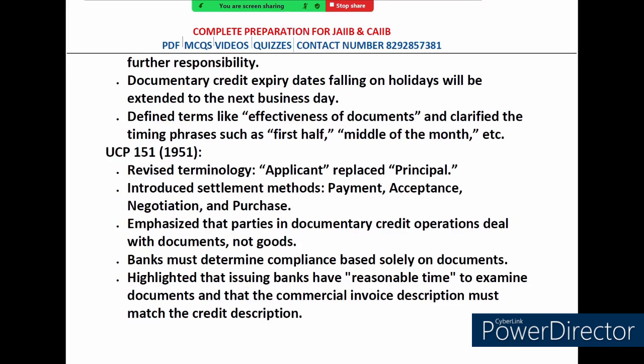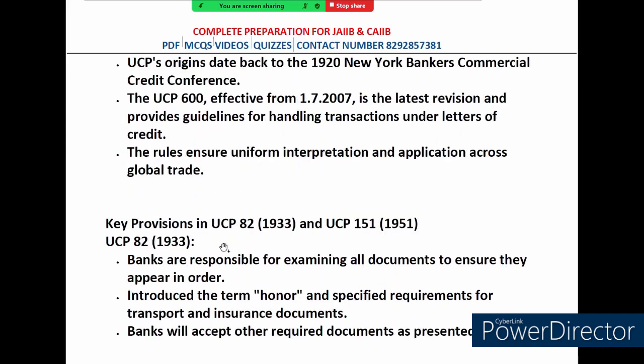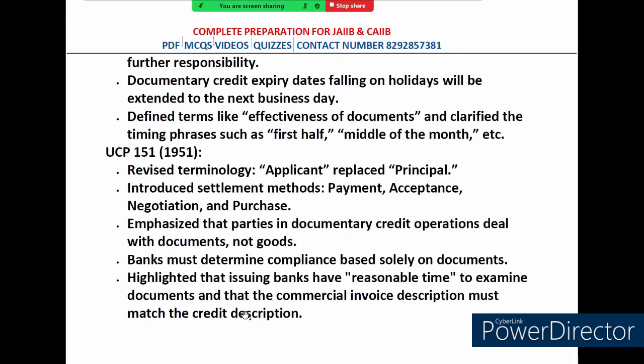So hopefully you have understood the basic things regarding UCP 82: what banks are responsible for, what is the meaning of the word honor, and honor for which type of documents, transport and insurance documents. Okay, now let's come to the next slide, where we discuss some more specific rules from the early UCP versions and see how these guidelines have evolved.